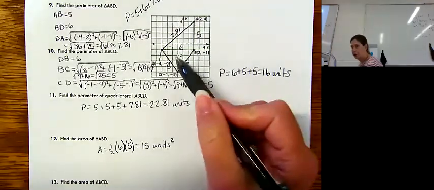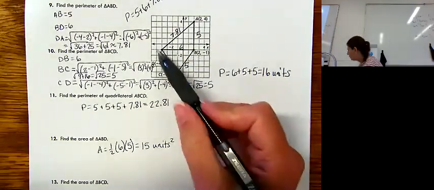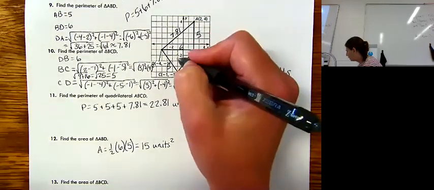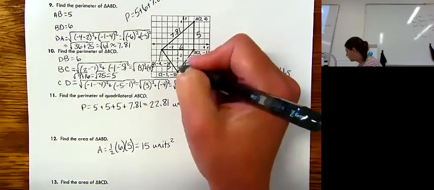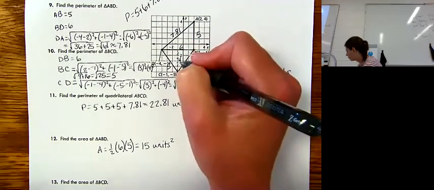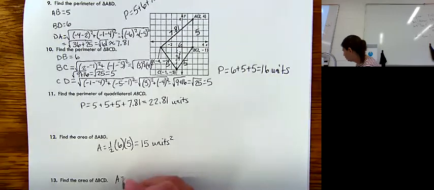So if we find the area of BCD, well, we have a base, but we need to know the height. So the height is going to be straight down to the vertex. So if we think about this, this is a difference of 4. So to find the area here, we get to do 1/2 our base, which is 6, and our height, which is 4. So we get 12 units squared.